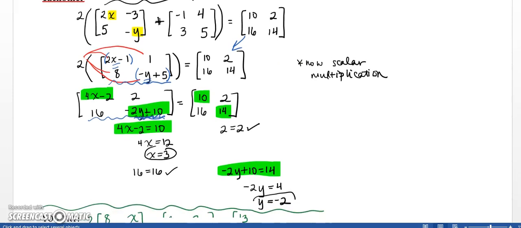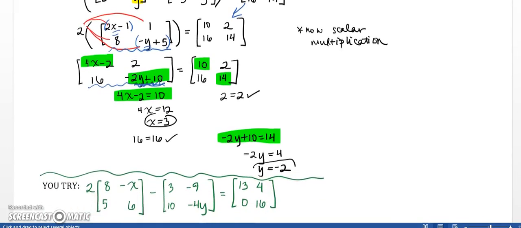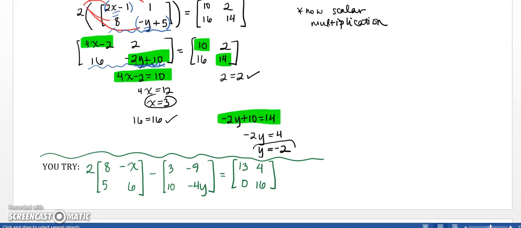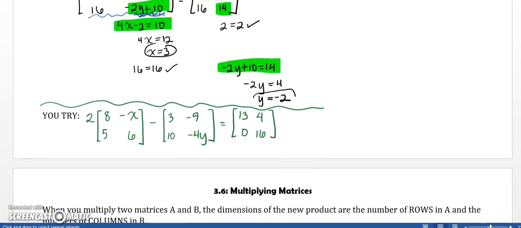I'll give you a couple like these to practice in class, but before you move on, I want you to try this one here, and I'll show you the answer in class. So I'd like you to solve this and get x and y. So again, start by distributing the 2, then subtract the 2 matrices, and then set corresponding elements equal to each other. And you should be able to get your x and y. So we'll check that in class Monday. So pause and make sure you have that written down. Take a minute and solve it before you move on, because we're going to start multiplying.